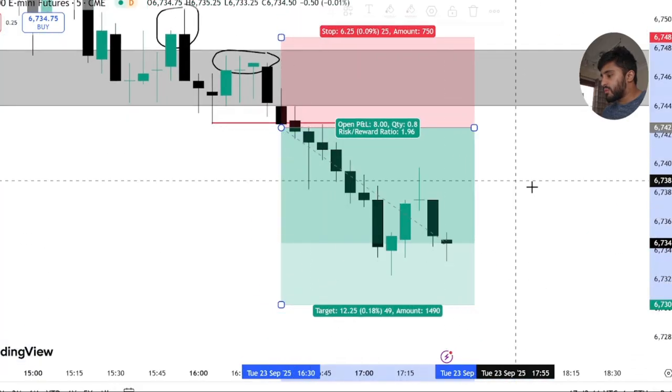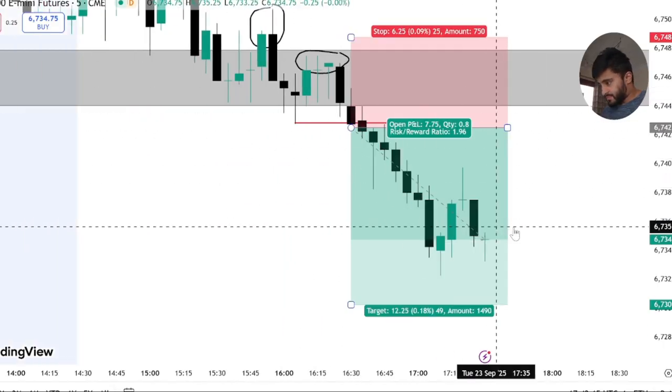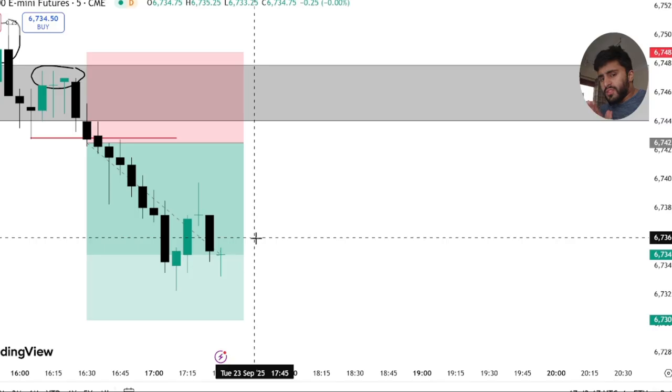I exited at around 1.8 R. So we're going to break this trade down in terms of the buyers and the sellers. I often say to traders that your trading doesn't need to be complicated. The reason trading feels complicated is because you're blaming psychology without having an edge. So what do I mean by that?